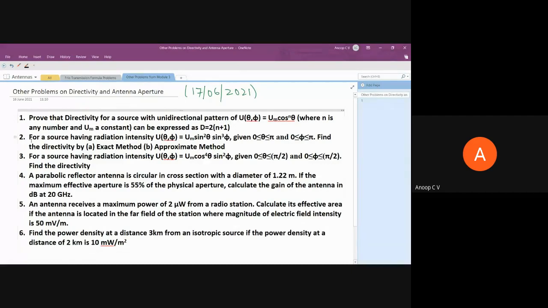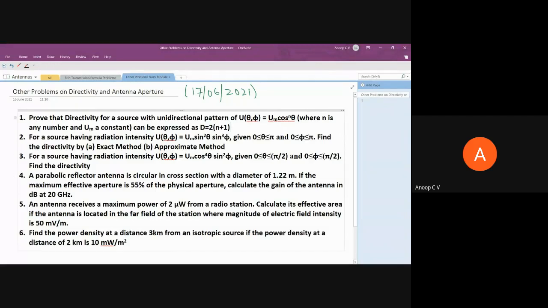Problems number 2 and 3 are the kinds of problems which we have already solved. It's to find directivity. The thing to keep in mind is you have to integrate the normalized power pattern over 4 pi steradian. So you'll get omega A, and 4 pi by omega A will be the directivity. You know that.